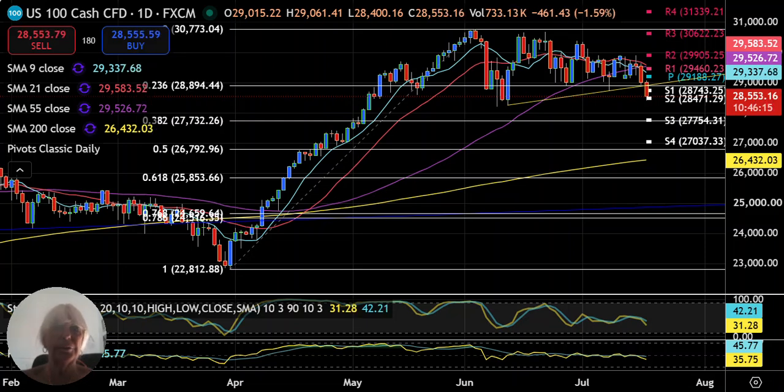I can always do an update, obviously, when Wall Street opens. So let's assume that Wall Street is going to take this as a negative point, and let's assume that we stay below the pivot of 29,188.